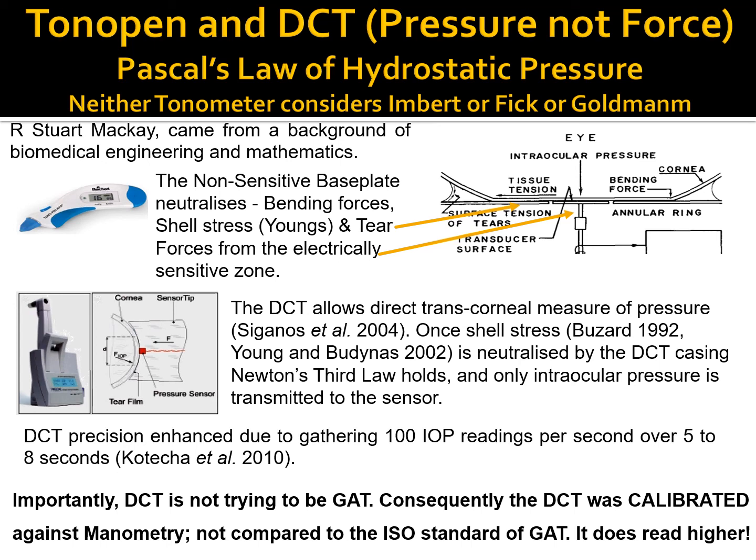And importantly, DCT is not trying to be GAT. It's, you know, NCTs are trying to be GAT. Consequently, when they developed this thing, they didn't compare it to GAT, they calibrated against manometry. And they did not compare to the standard. And it does read higher, 2 to 3 millimeters higher than GAT.